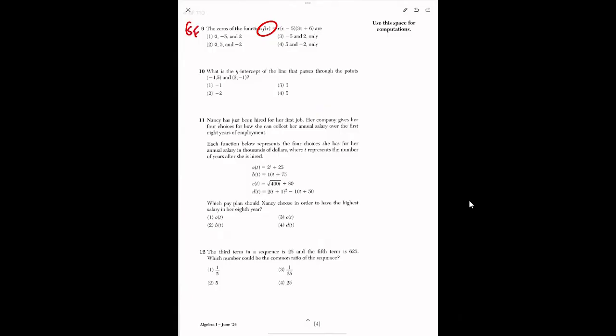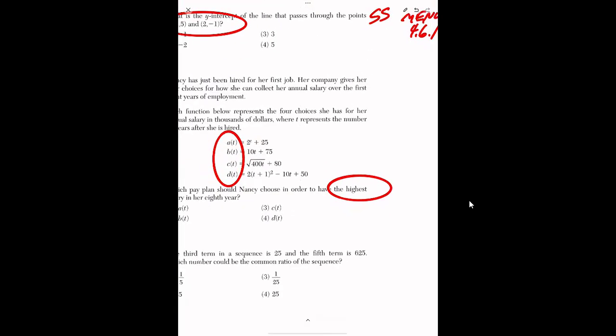This one here, they've given us 2 points. So you can use the spreadsheet and then menu 461 to come up with the actual equation. This one, they've given us 4 functions. So we're going to graph all of those functions on the same screen, and we're going to compare them because we're looking for the one that's the highest.